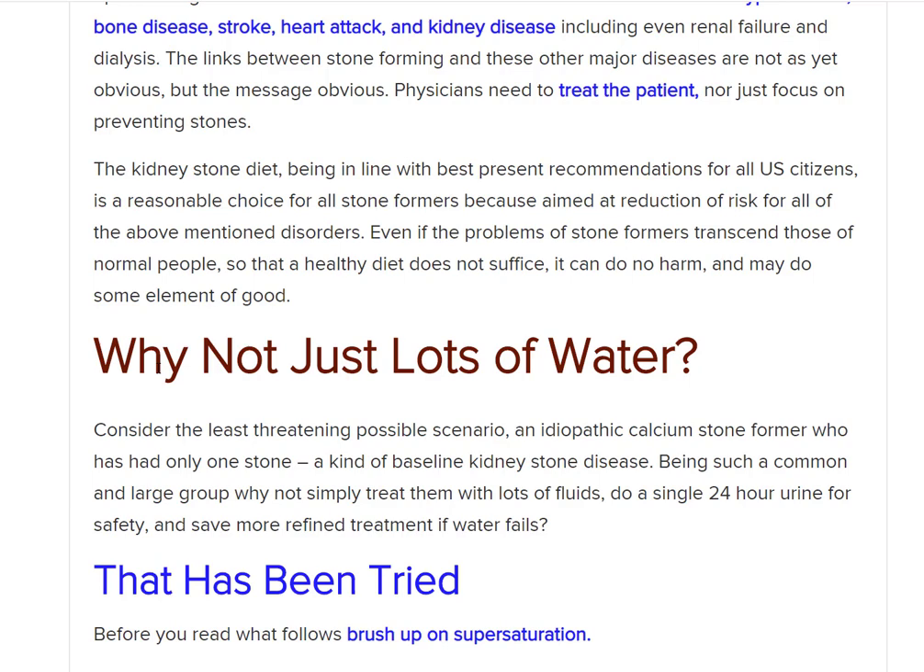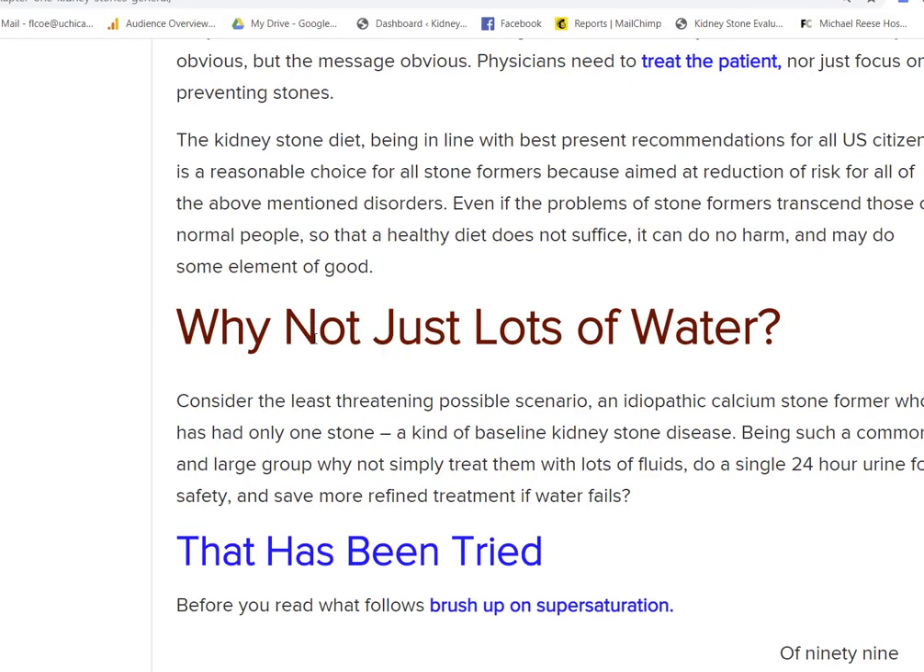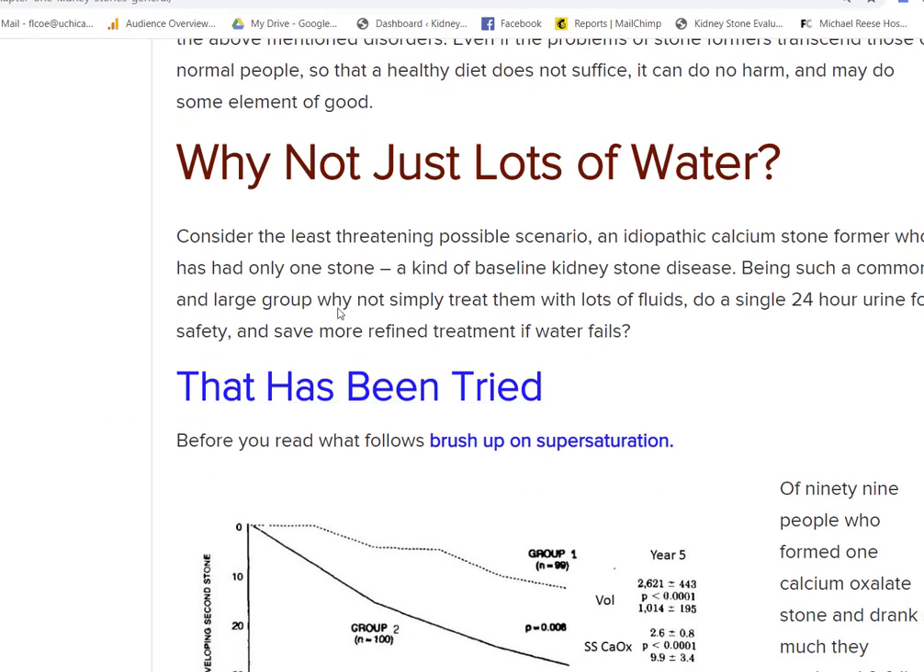Do it. Okay, let's talk about water alone as a treatment for stones. First of all, the good news. It has been tried and it will work. Here is a story. People with a single kidney stone, known to be an idiopathic calcium stone former, okay?